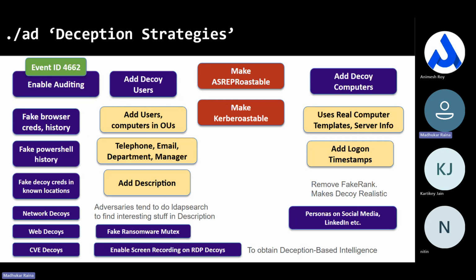And here are some other deception strategies. First of all, enable auditing in Windows. This can be enabled using auditpol.exe. And then you can add fake browser history, fake browser credentials, and PowerShell history, because attackers try to go through the console history or PowerShell history files, transcript files, just to see if there are any credentials. So if you inject your credentials in these history files, that will lead the attackers to interact with these credentials, and then you'll get an alert.